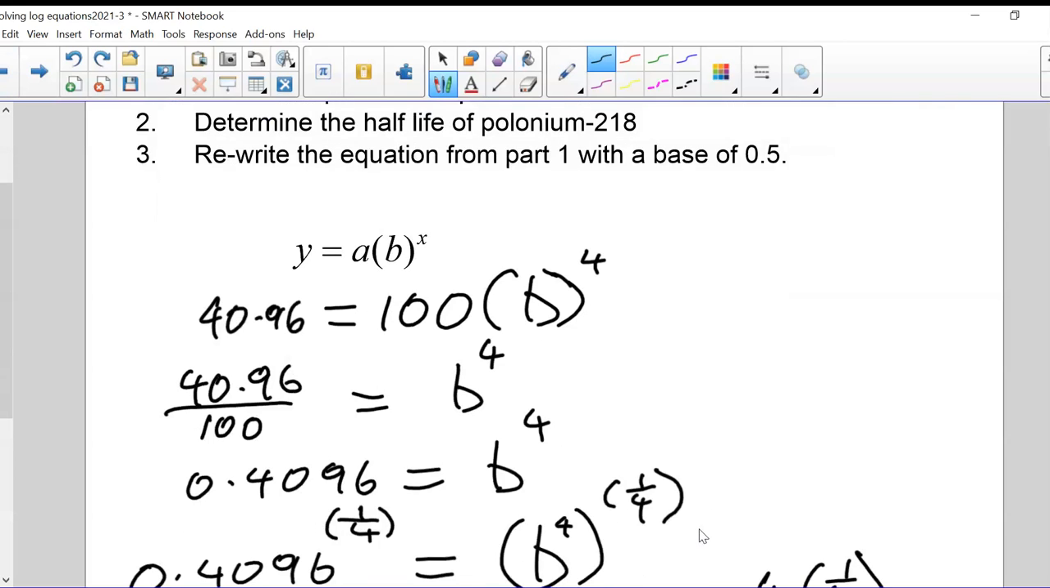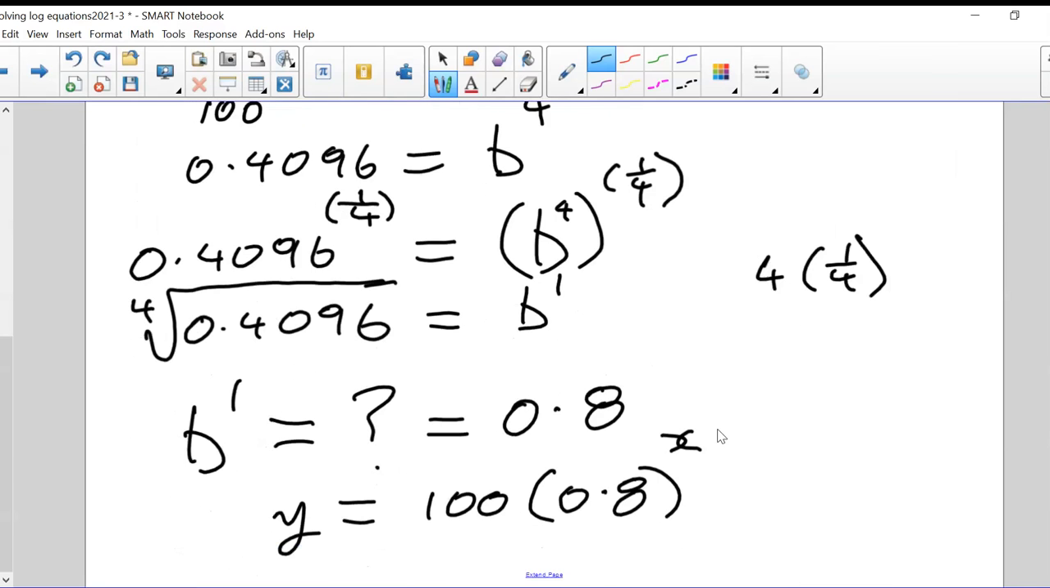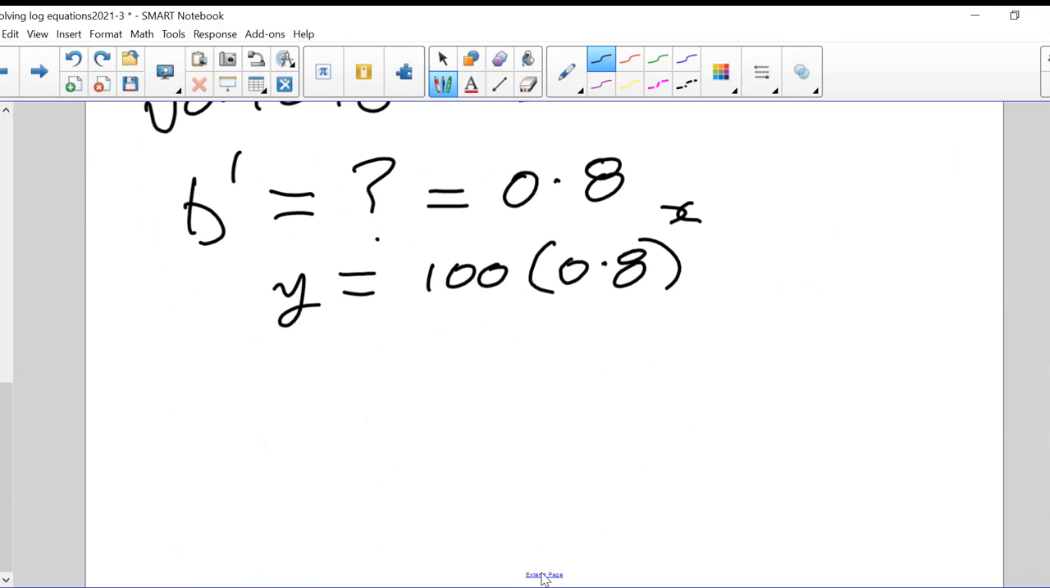Now, determine the half-life of polonium. In other words, how long does it take for the substance to get down to half? It got down to 40.96, which is less than half. Half of 100 is not 40.96, so it's gone way past that. So with this base that we just got, a base of 0.8, how could we now come up with the half-life of polonium? That's the question we're trying to figure out here.